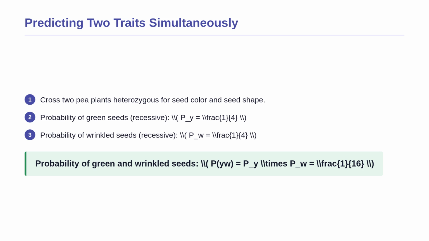First, the chance of getting green seeds from 2 heterozygous parents is 1/4, so P of Y equals 1/4. Second, the chance of getting wrinkled seeds is also 1/4, so P of W equals 1/4. Multiplying these together gives us a final answer of 1/16. Physically, this means out of every 16 offspring, we expect only 1 to have both recessive traits.